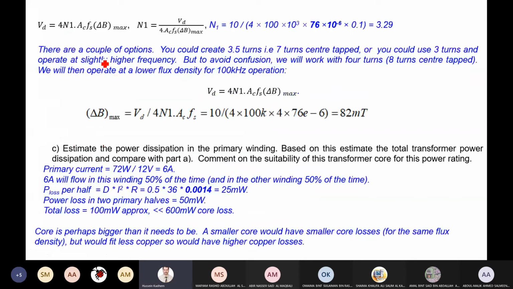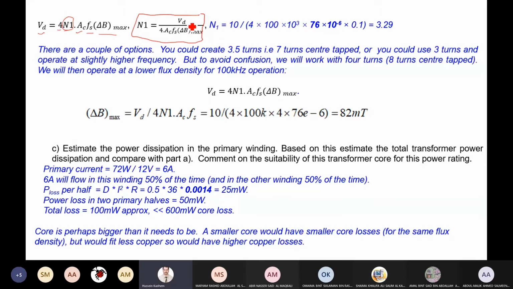Now, next, I will go to the formula. You remember this formula? VD equals 4 N1 times area, Fs, delta P max. N1 is what I'm looking for. Okay, now rearrange the equation. It becomes this way.